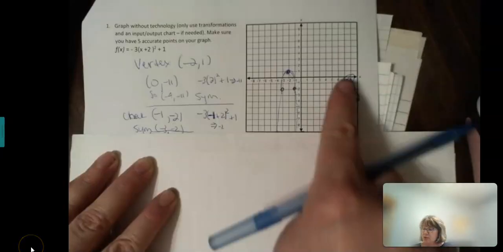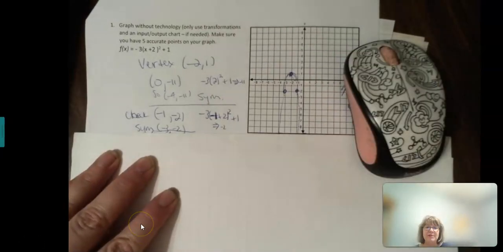All right, I'm going to go to the back page. All right, and don't worry about this. It was worth points when I graded.